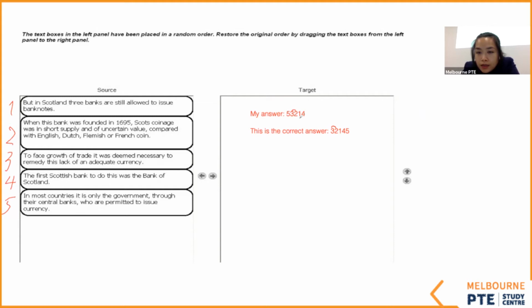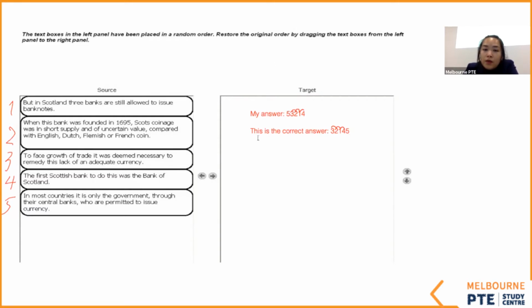My answer, yes, I got 1 pair: 2, 1. Correct, and I got another pair, 1 to 4. So 3 pairs. And 4, I got another pair, right? So the incorrect one is number 5. I put it at the beginning, but the correct answer is at the end, right? However, I still have the pair, right?